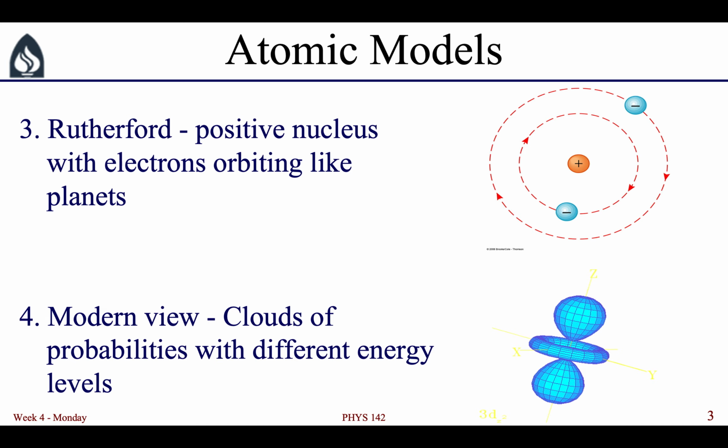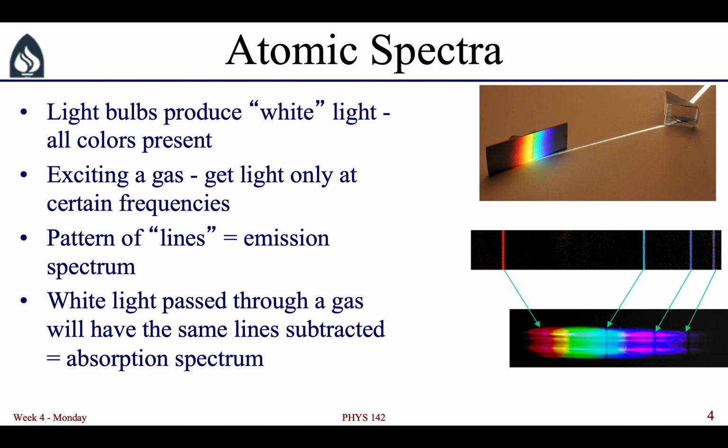Now, the modern view is not as certain about the positions of the electrons and their motion. So instead, it describes the electrons as existing within clouds of probabilities. These regions describe the places where the electrons are most likely to be, and these clouds of probabilities have different energy levels.